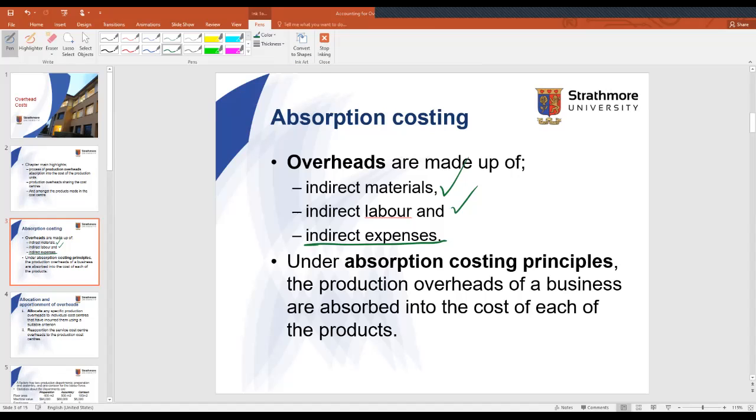I hope you remember how you get the cost of the product at absorption and the cost of the product at the marginal costing method. If you can't remember, go back to the notes, because we have already done the discussion on it. Please go back to your notes.